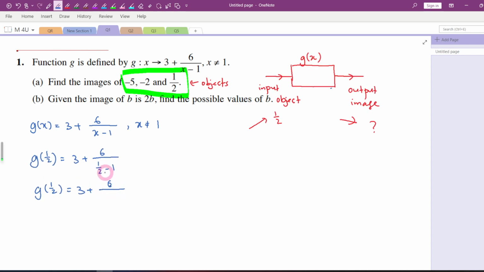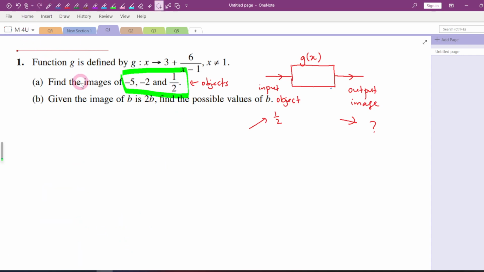So this one you can just press your calculator. 1 over 2 minus 1 is -1 over 2. Positive, negative is become negative. If you don't want to do it this way, it's okay. You just press your calculator. 6 divided by -1 over 2, you will get -12. Plus positive, negative, you get negative, right? Okay, eventually we got the answer. The image of 1 over 2 is actually equal to -9.